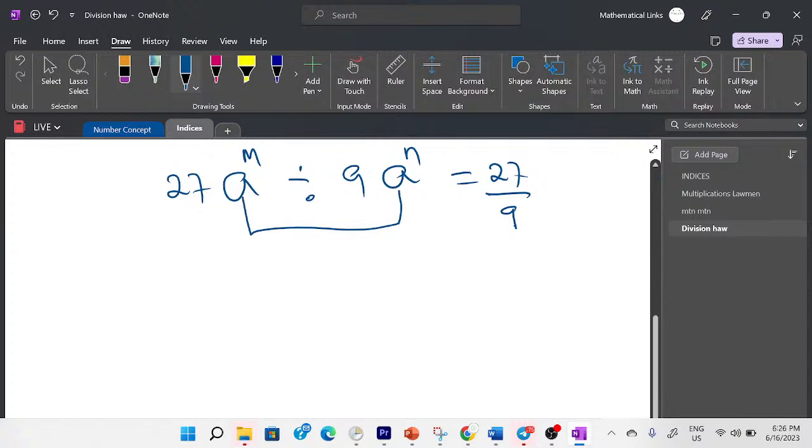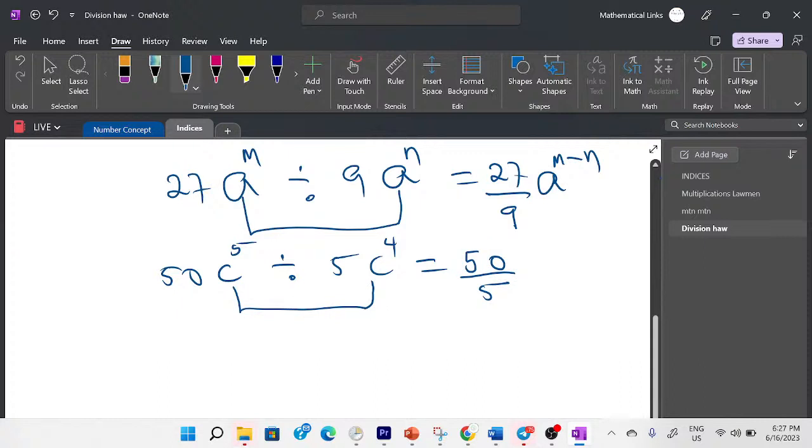Then you can apply the division law of indices by saying a to the power of m minus n. Take for instance, if you have 50c to the power of 5, divided by 5c to the power of 4. You need to divide the numbers first, so this will be 50 divided by 5. Then you can apply the division law of indices on these two indices. So this will be c to the power of 5 minus 4. You pick one of the bases and you subtract the power. So in this case, 5 goes into 50 10 times, then c to the power of 5 minus 4. So that is the second category.